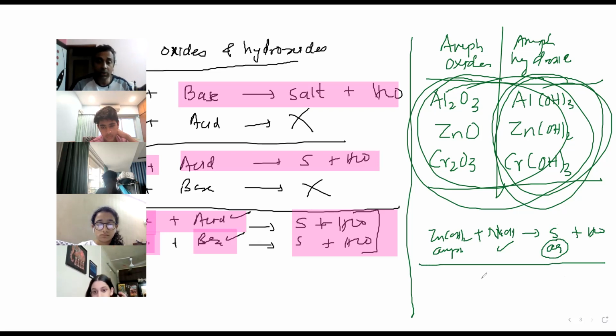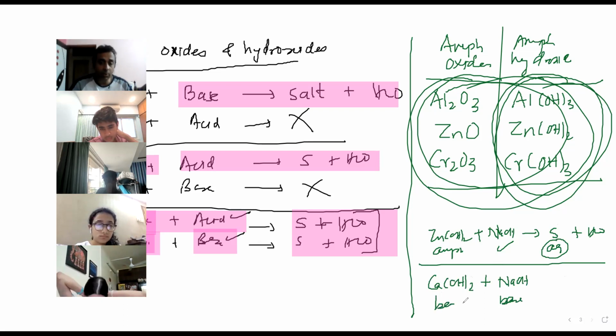Now suppose something that does not precipitate, that does not dissolve in excess. Let's say I'm talking about calcium hydroxide. Calcium's precipitate does not dissolve, right? So NaOH is a base, and calcium hydroxide is also a base. So will a base react with a base? No. Base will not react with a base, so no reaction.